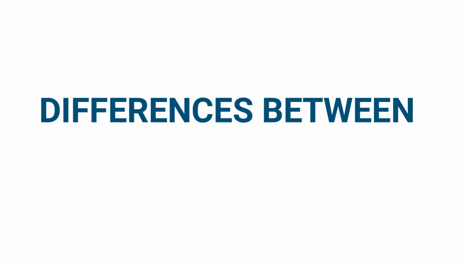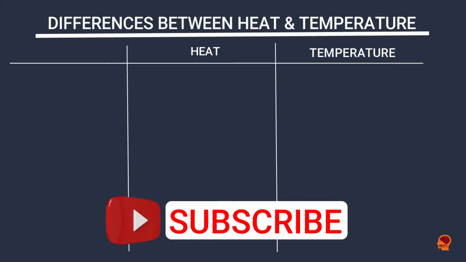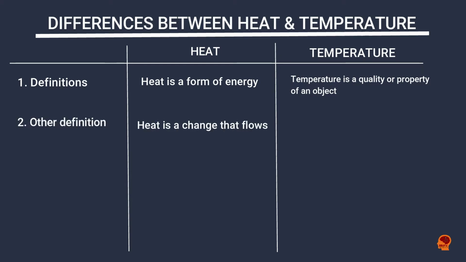Differences between heat and temperature. Definition: heat is a form of energy. Temperature is the quality or property of an object. Other definition: heat is the change that flows. Temperature is the degree of hotness and coldness of the body.